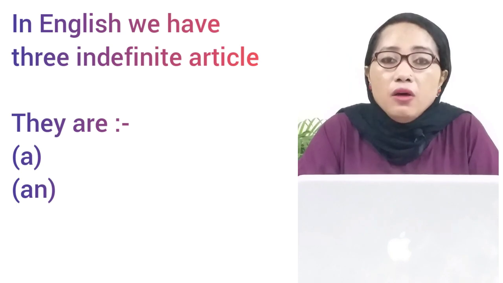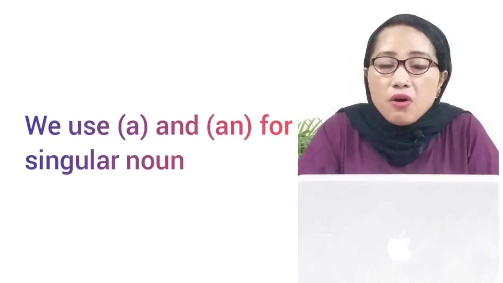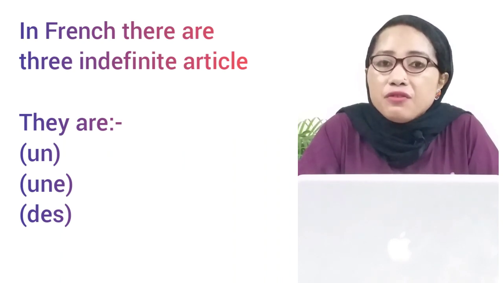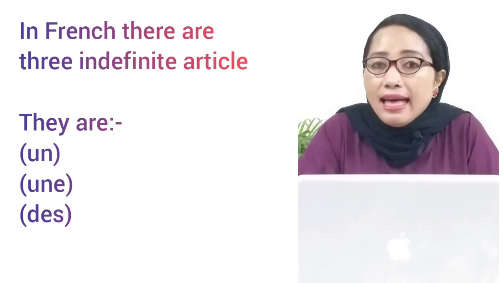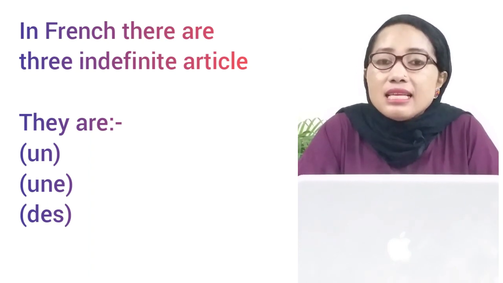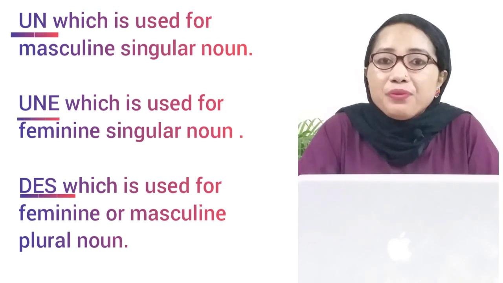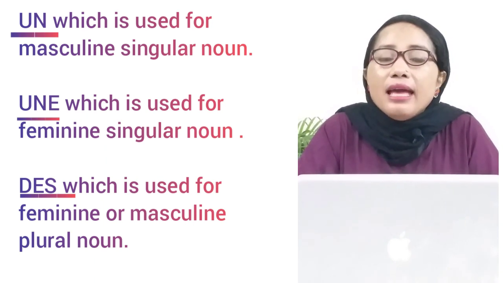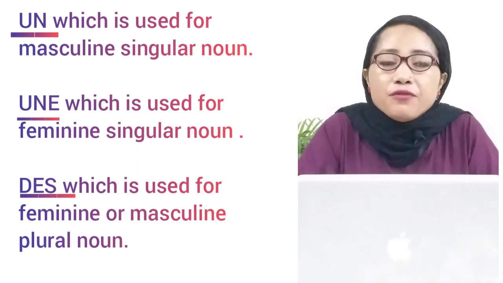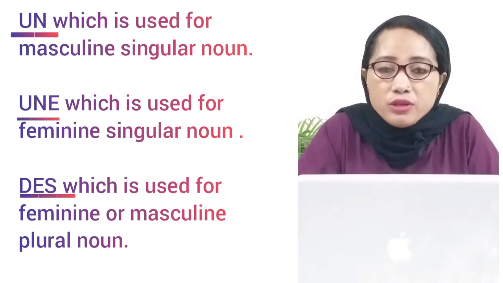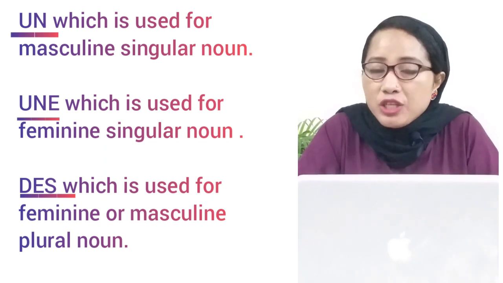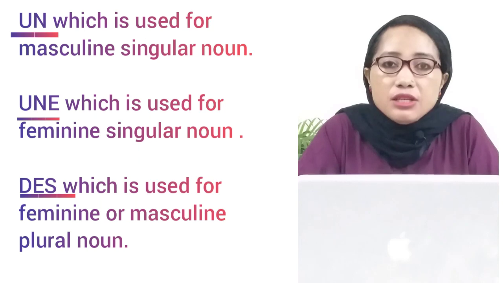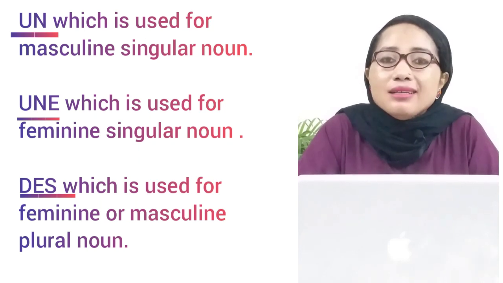So in English it's very easy. We have only a or an. We use a or an for singular. We have in French three indefinite articles, which are un, une, des. Un is used for a masculine singular noun. Une is used for a feminine singular noun. And des is used for a feminine or masculine plural noun.